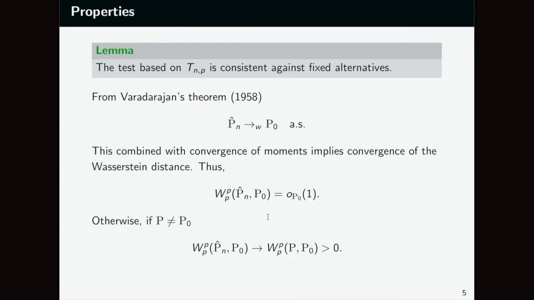We can prove that the test is consistent. This follows from Varadarajan's theorem that states that the empirical measure converges weakly to the true measure that generated the elements of the sample used to construct this empirical measure, and this, combined with convergence of moments, implies convergence of the Wasserstein distance. Thus we know that under the null hypothesis, the test statistic is going to be asymptotically zero, whereas, under an alternative, the test statistic will converge to a constant strictly larger than zero, which implies consistency.